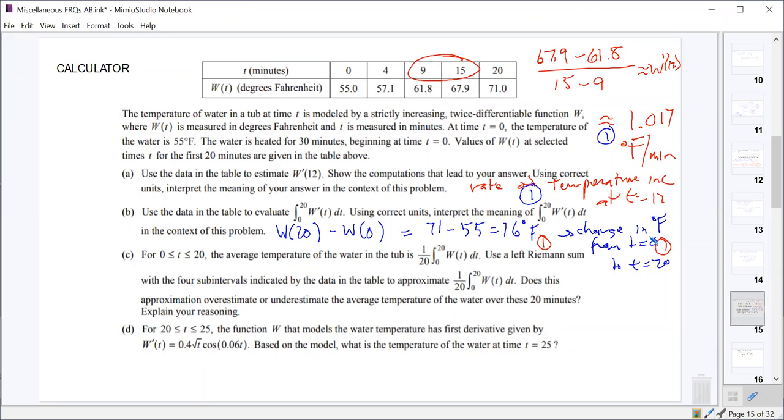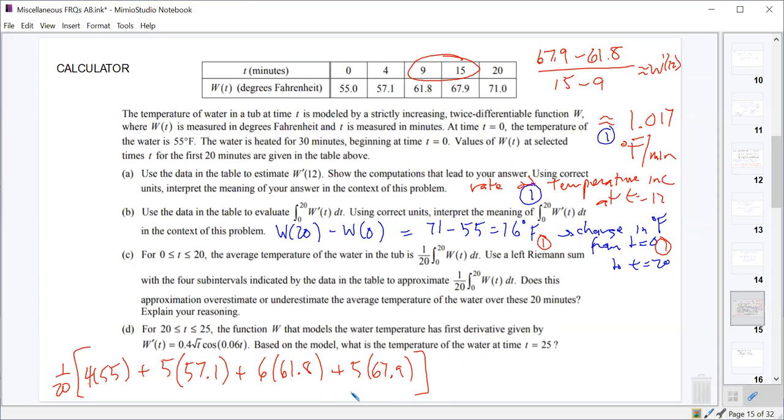All right, part C. We're going to use a left Riemann sum to approximate the average temperature of the water. So left Riemann sum and the 1/20. So we'll do the 1/20 first. And then we've got the left Riemann sum says 4 is the first interval and 55 is that height. So 4 times 55. Next interval is 5 and the height is 57.1. Then 6 and 61.8. And then 5 and 67.9. And what did that come out to be?